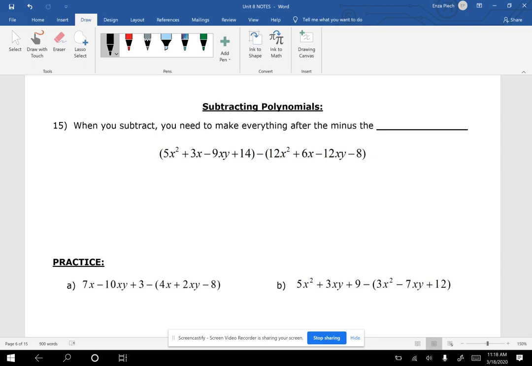We are on page 6 in your pink notes packet. We're talking about subtracting polynomials. Now you've already added polynomials. When we're subtracting, you use the same exact method. Just before you do that and combine your like terms, you have to distribute this negative sign here to everything that's inside your second set of parentheses. So what you're doing is when you subtract, you need to make everything after the minus the opposite.